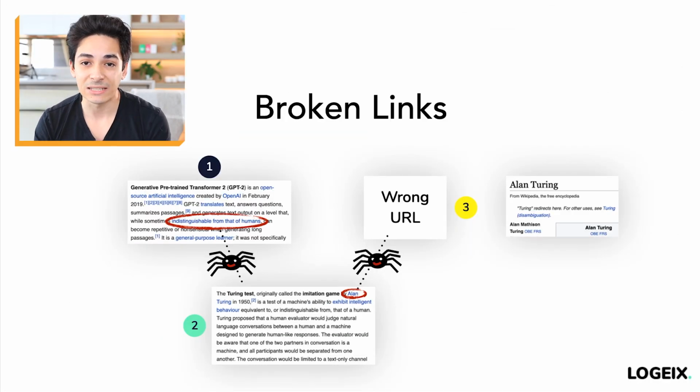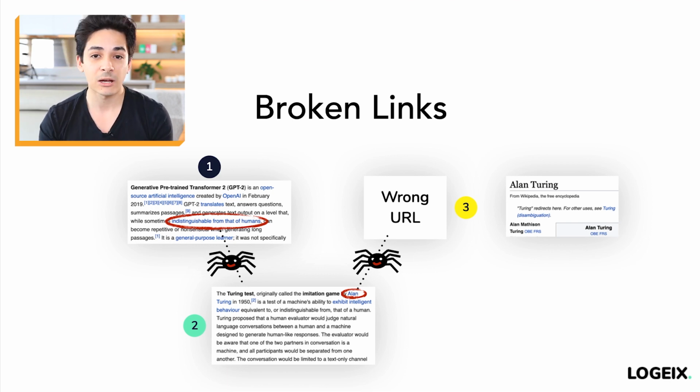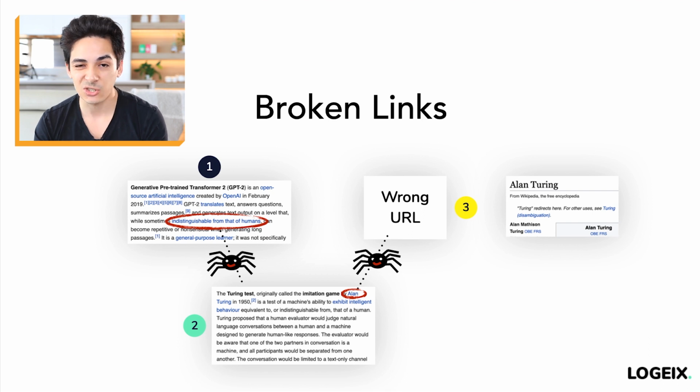Next up is broken links. Broken links are basically where you link to the wrong URL or a page that's now deleted or anything like that. Again, this will slow down crawling of your website, and it's just not something you really want.